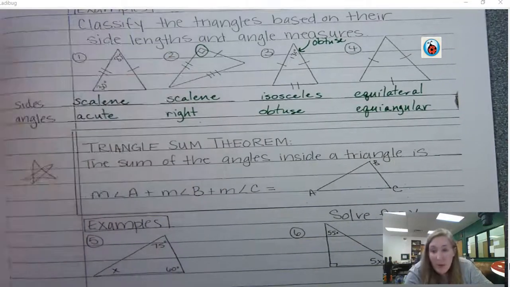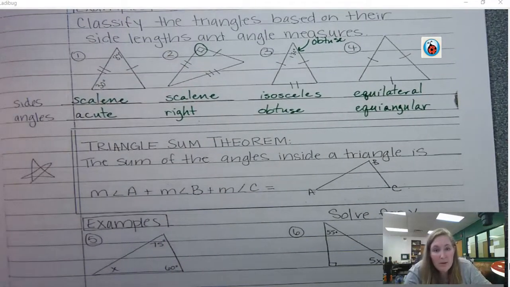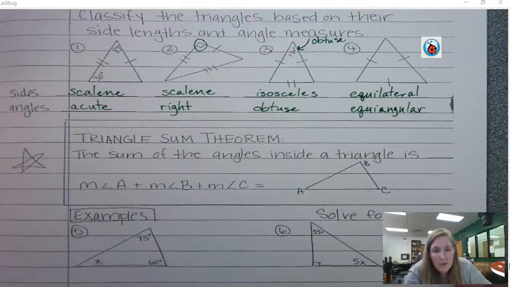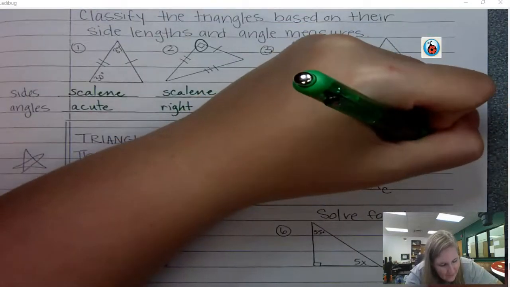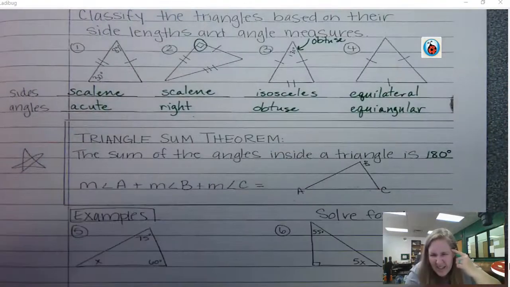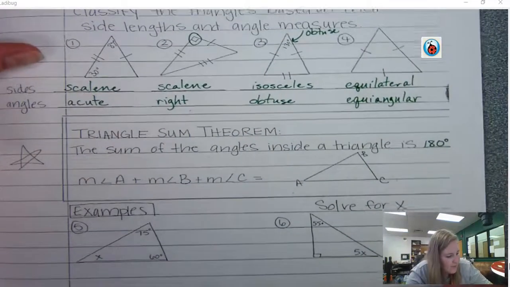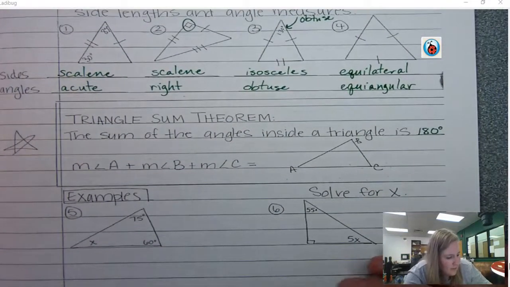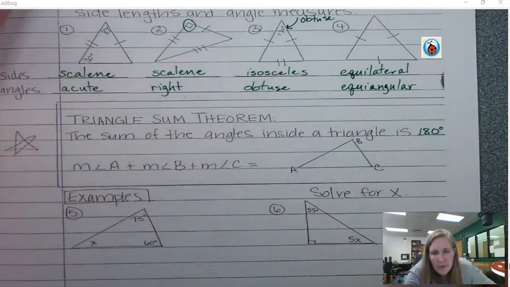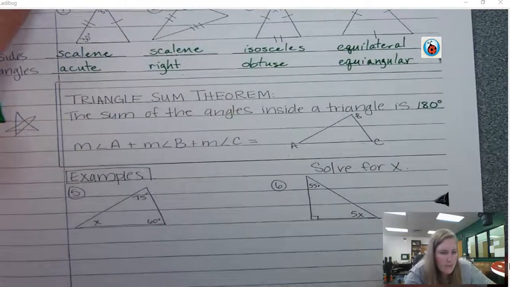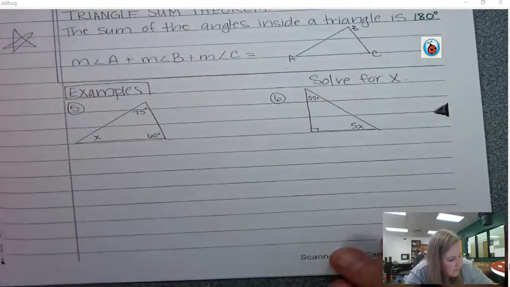Alright, so the triangle sum theorem. This is probably something you remember. That all the angles of a triangle add up to 180, right? I know you were thinking it, even if you didn't say it. So if you add all the interior angles, the angles inside the triangle, you'll equal 180. Let's do some examples of that.